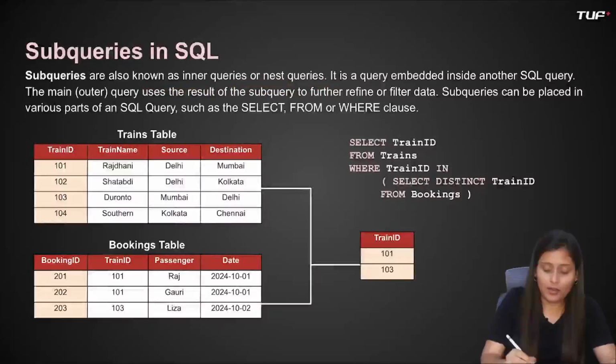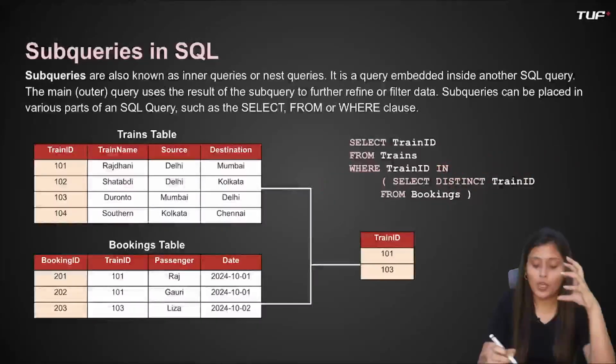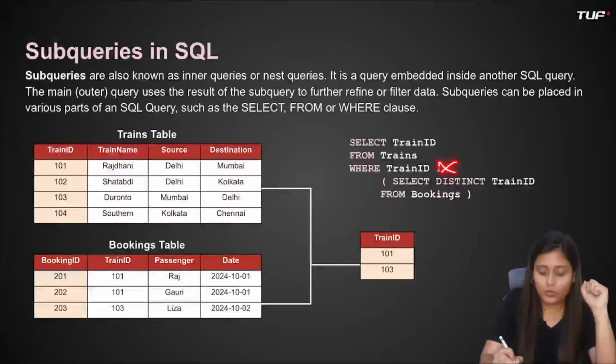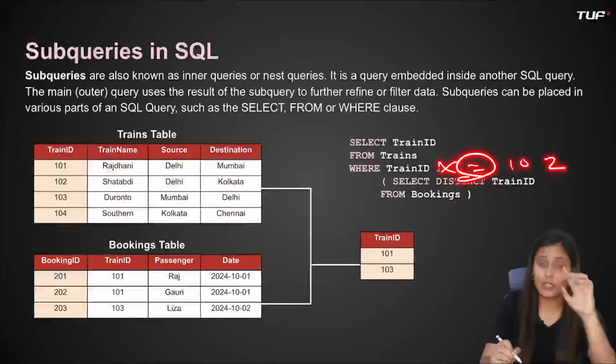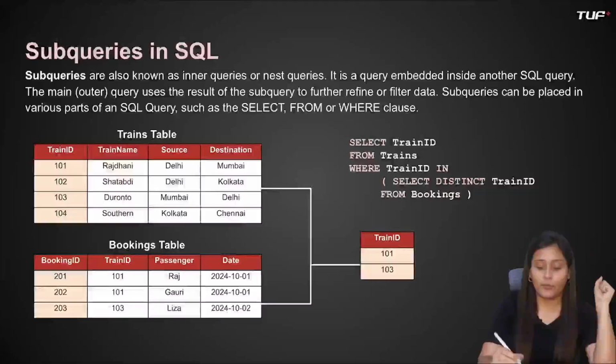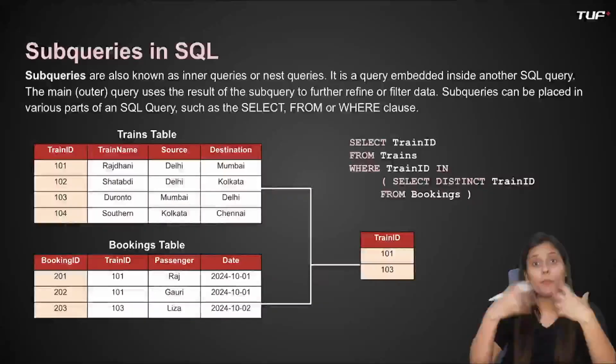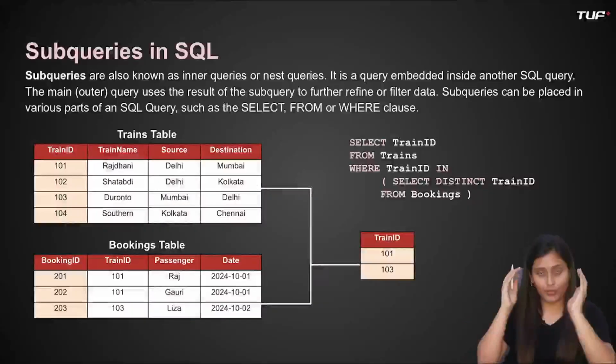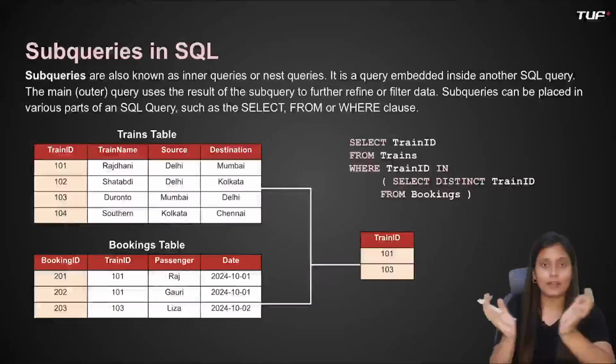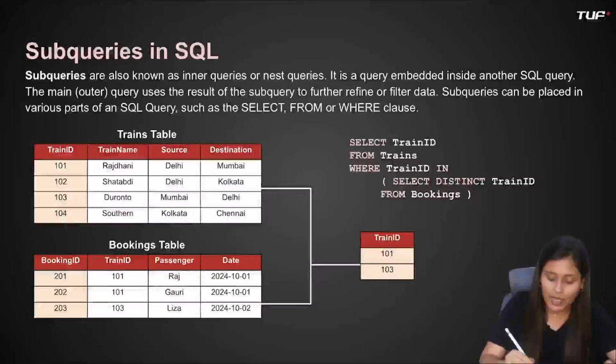So basically when we are writing a query, let's suppose we have written select train ID from trains where train ID is equal to 101 or 102, something like that. So we are giving values using the equal operator. But when we are not sure about what value, and we want to compute that value, instead of giving the value directly, we will write a query there.